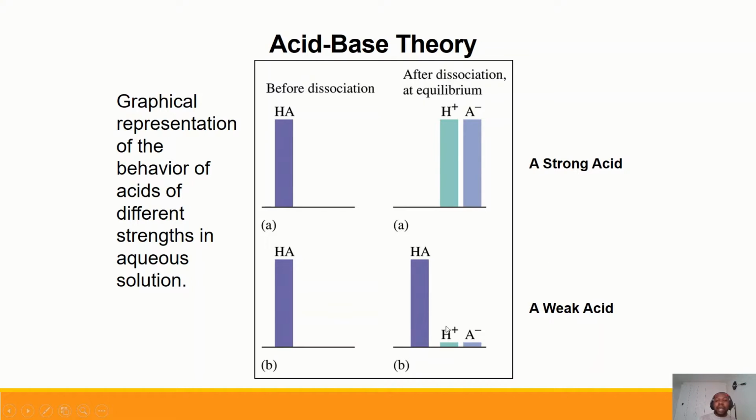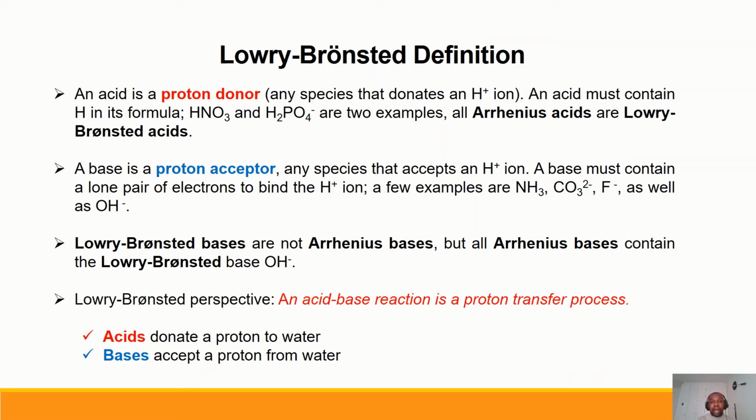So this is a classical example of a weak acid. When they don't dissociate completely, then we say they are weak acids. Now let's go to another definition. Lowry-Bronsted definition now. It said an acid is a proton donor. That is, any species that gives H+, it's an acid.